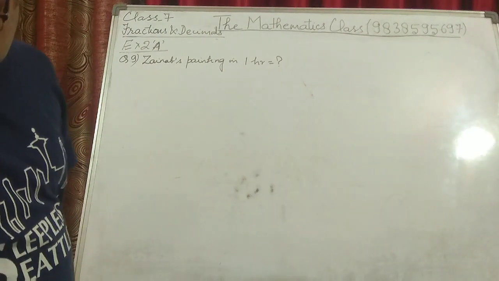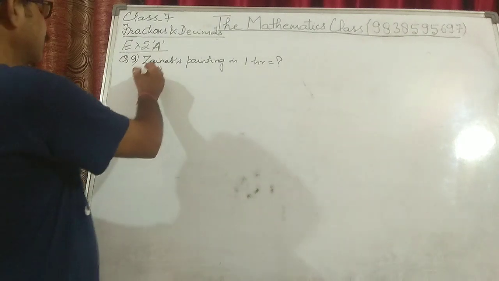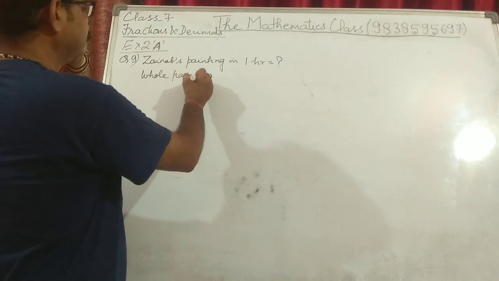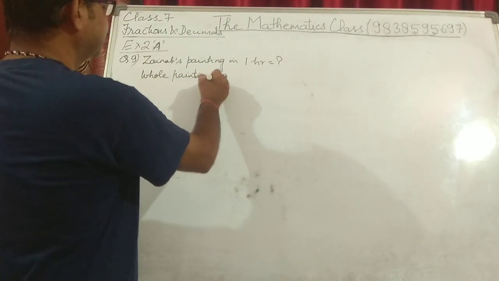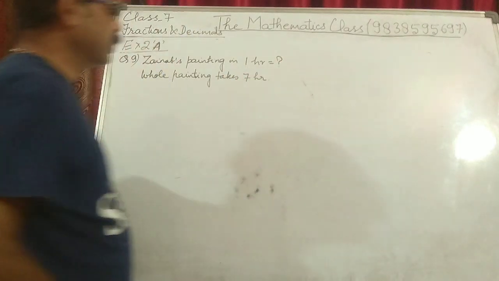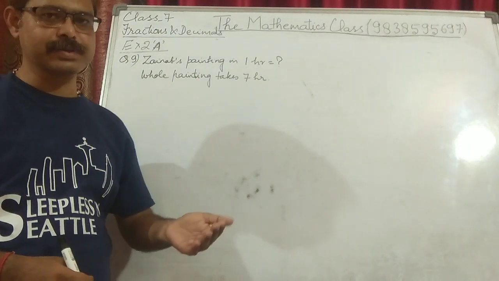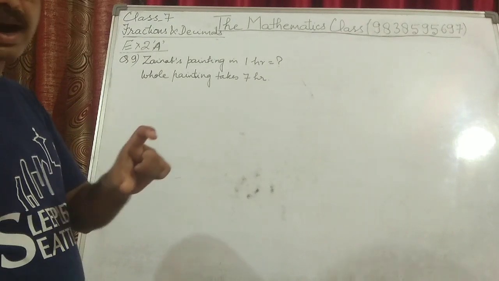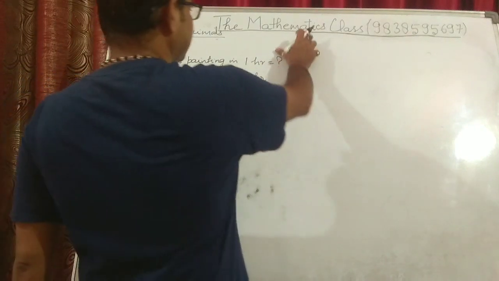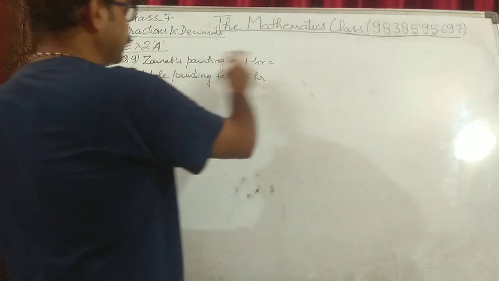If they say it requires 7 hours to paint the whole sari, the whole painting takes 7 hours. Now if someone can complete a work in 7 hours, mathematically in 1 hour, how much will he do? 1/7 of the total work. So how much painting will she complete in 1 hour? That is 1/7.